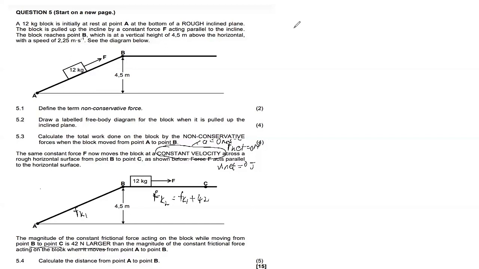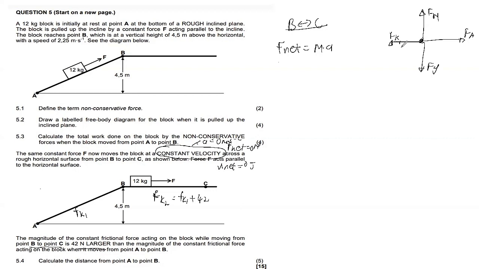Let's start by tackling from point B to C. From point B to C, we can use our F net to say F net is equal to MA. Since we know that acceleration is 0, remember, if we draw a free body diagram from point B to C, this is basically what we would have. Our normal force, and then down here, our gravitational force. Then we would have our applied force.